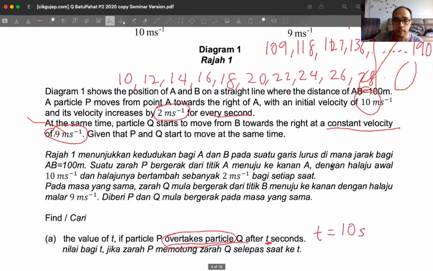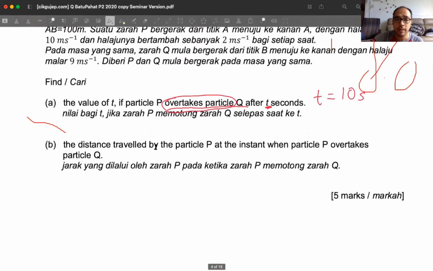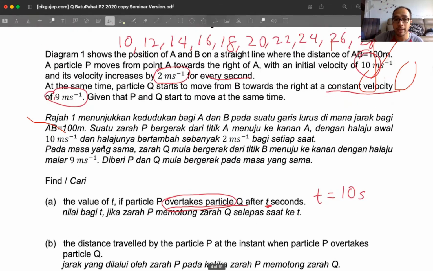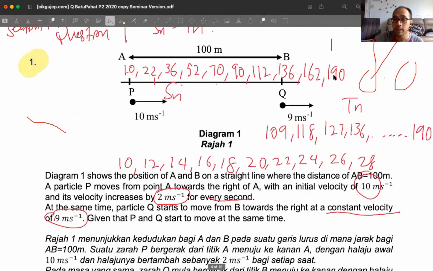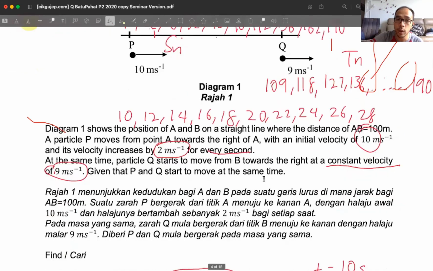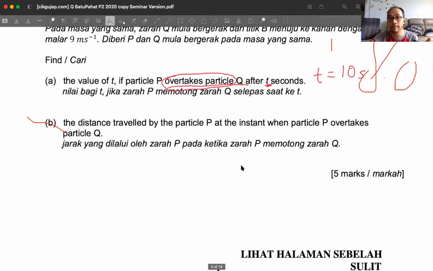Then, the distance traveled by particle P at the instant when particle P overtakes particle Q. The distance traveled by particle P will be 190 meters, whereas particle Q will have only traveled 90 meters. So by doing this listing down method, you have actually answered A and B at the same time.